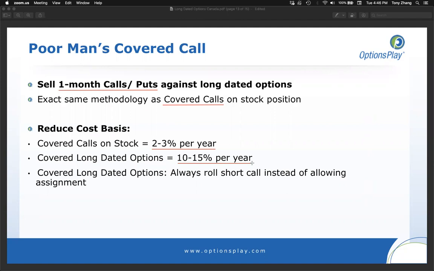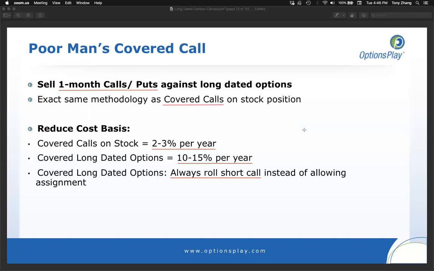But there is one warning when you're selling these poor man's covered calls: you don't have the luxury of doing that when you have the stock position. On a poor man's covered call, you always have to roll the short call. You cannot let the stock get called away because you don't own the stock to deliver it. So if the short call is exercised, you either have to buy the stock to deliver it, or you have to exercise your long call to deliver it.